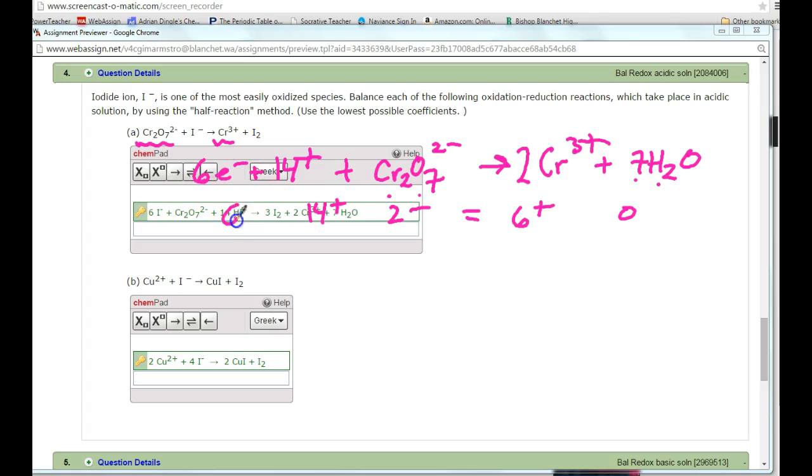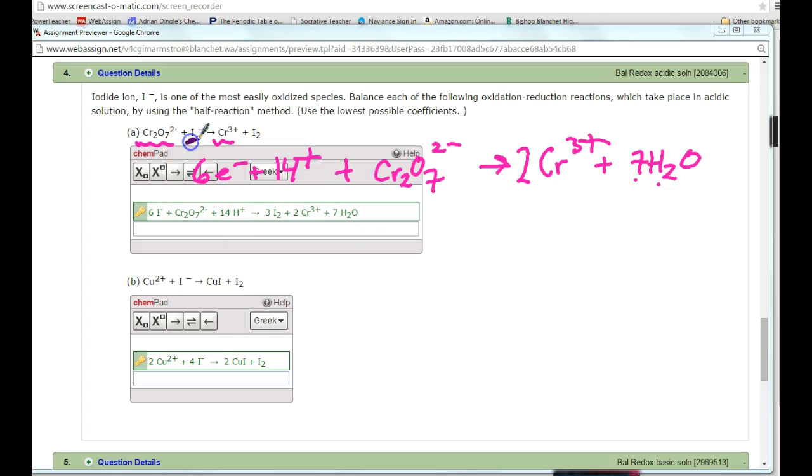A little plus sign there. So a 6 minus, and that makes, actually let's look at it this way. 6 plus 2 is 8. 14 minus 8 is 6. Now it's equal. I'm going to get rid of this, otherwise I'll get confused. More confused than I am usually.